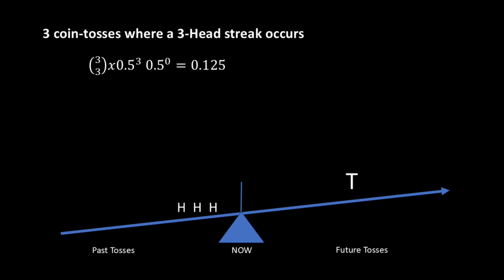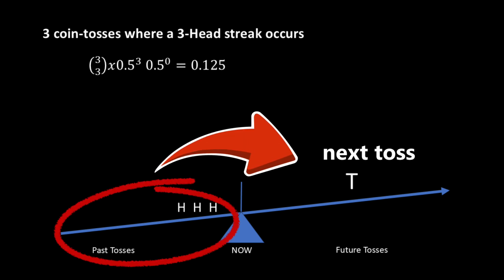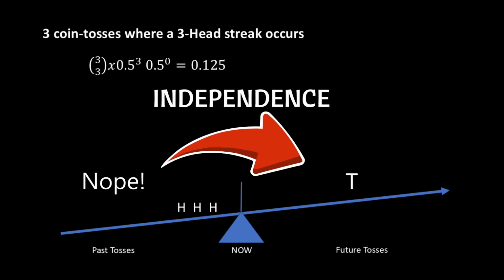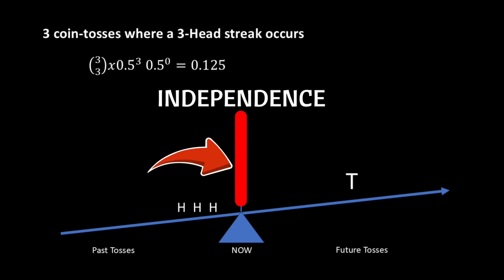See how that all gets easily mixed up? The next toss is confused with past tosses as if they were related. And here we're still presuming a fair coin. And that is the first major issue. We forget the independence of the toss coin experiments using a fair coin.